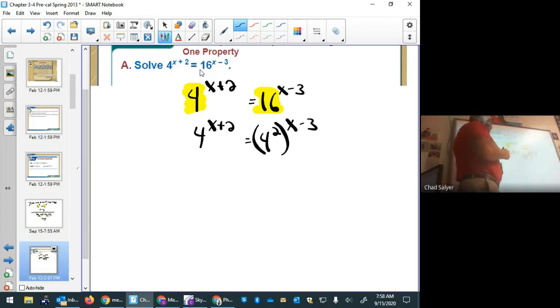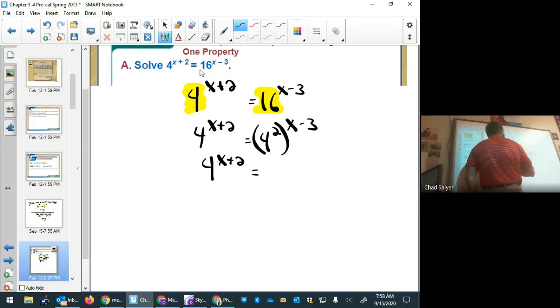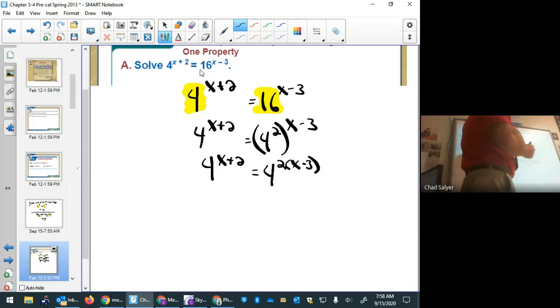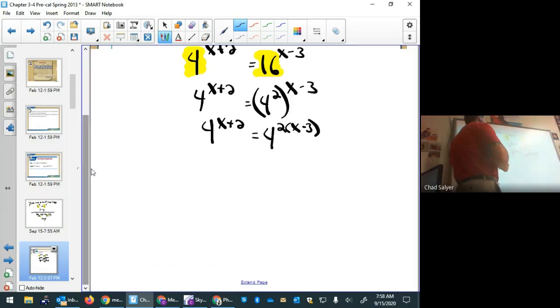Does everybody see why that's the case? 16 is 4 squared. So one more step, though, before I can do anything with that one-to-one property. I need to be careful with the power of a power rule. When I multiply these two together, I should consider that binomial one number with parentheses like so.